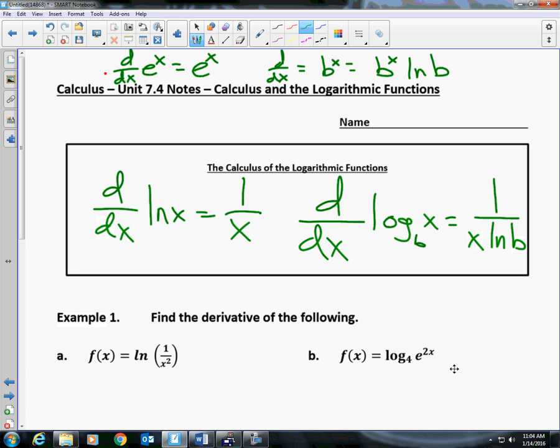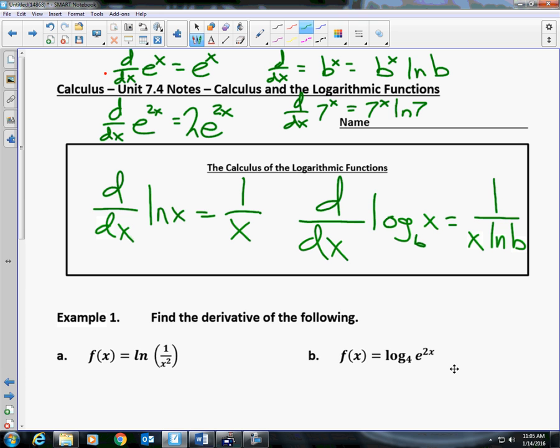Okay, so just an easy derivative. Derivative of e to the 2x. Do you remember from yesterday? What's the derivative of 2x? 2 times e to the 2x. Okay. What is the derivative of 7 to the x? 7 to the x times the natural log of 7.